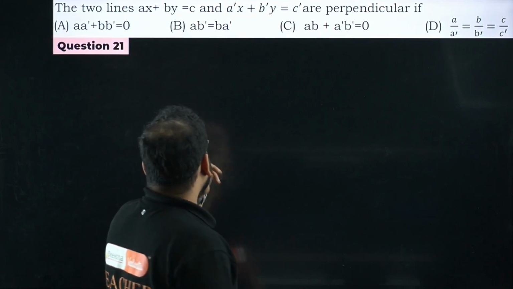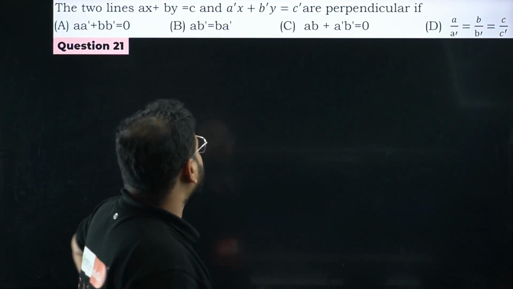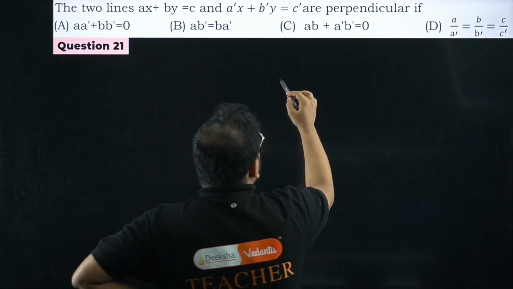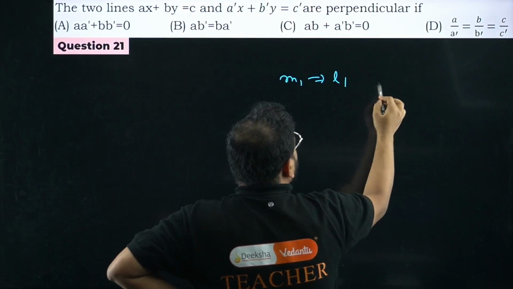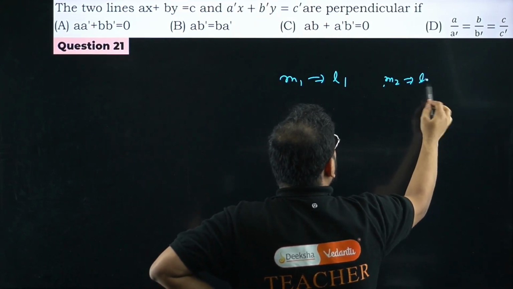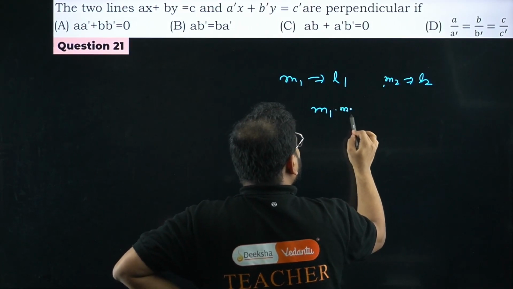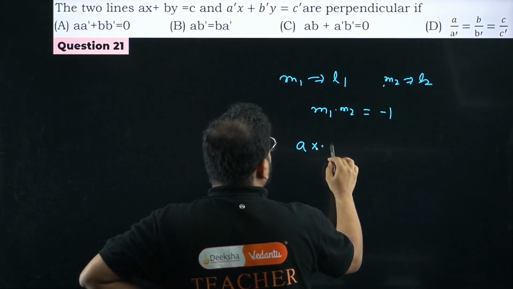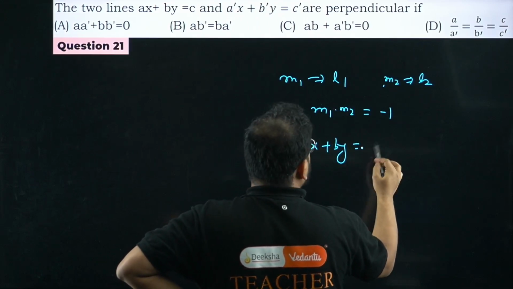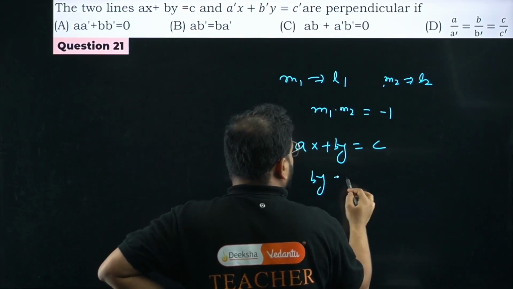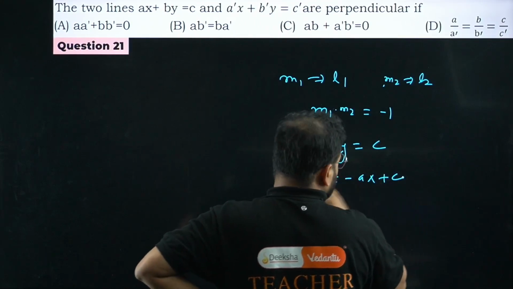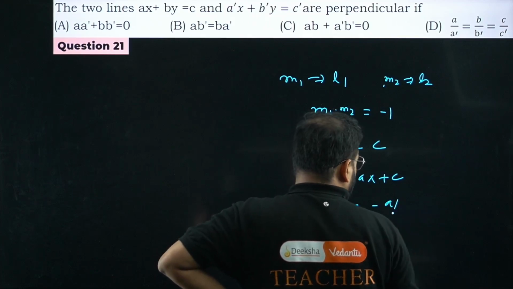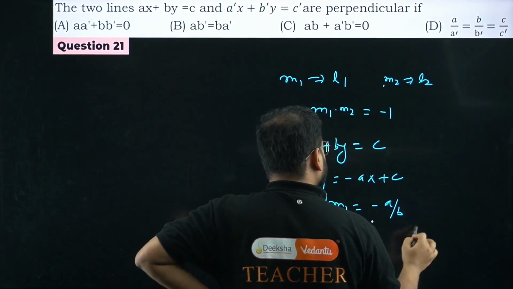The two lines ax plus by equals to c and a dash x plus b dash y equals to c dash are perpendicular. Perpendicular means if I have slope m1 for line 1 and slope m2 for line 2, then m1 times m2 has to be minus 1. Let's find the slopes now. First equation, we have ax plus by equals to c. So you get by equals to minus ax plus c, so the slope m1 equals to minus a by b.